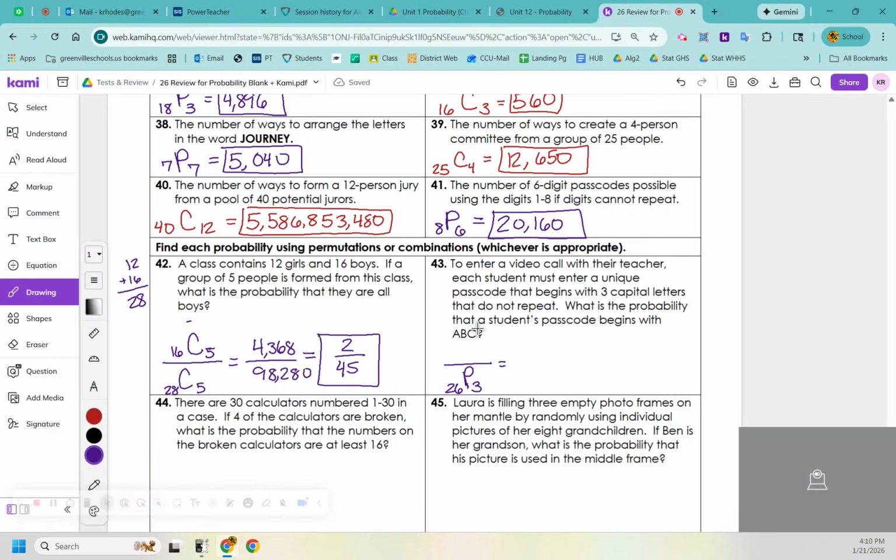Now, what is the probability that the student's passcode begins with A, B, C? That's one option, A, B, C. You can be complicated and say, 1 pick 1. I want an A. A, pick A, basically. That's one chance. So A has to be first, B has to be second, and C has to be third. So this is just 1. There's only one way to perform that, A, B, C. And then put that in the calculator, you get 15,600.